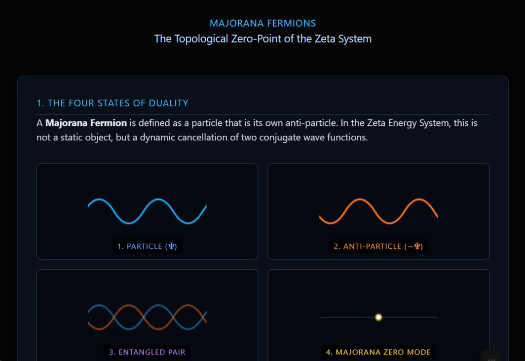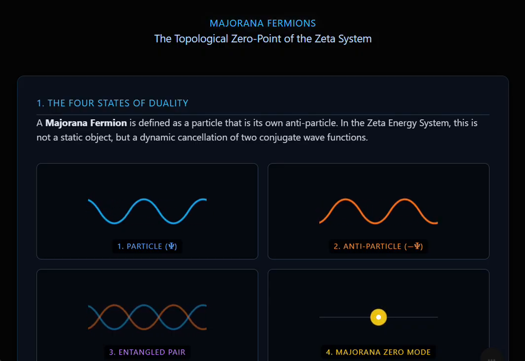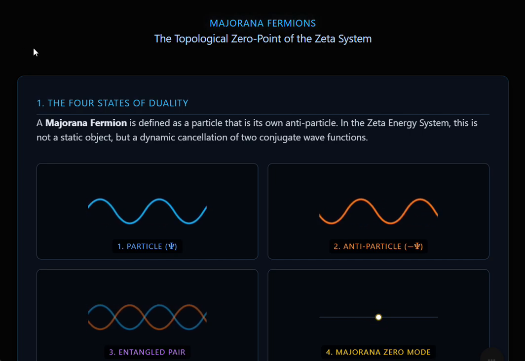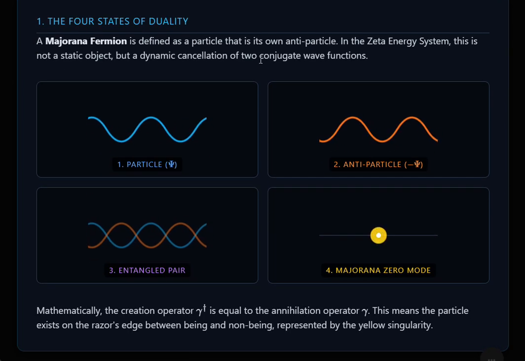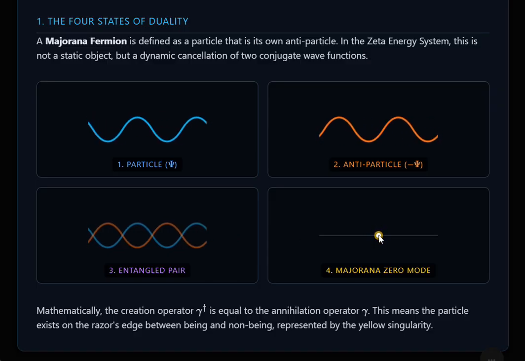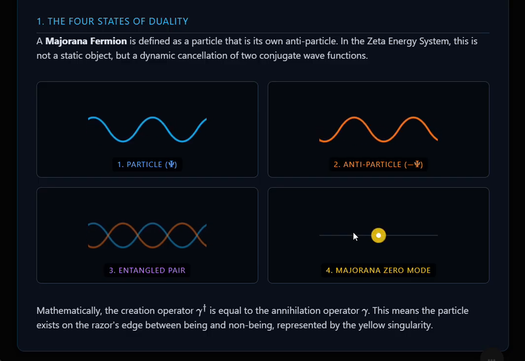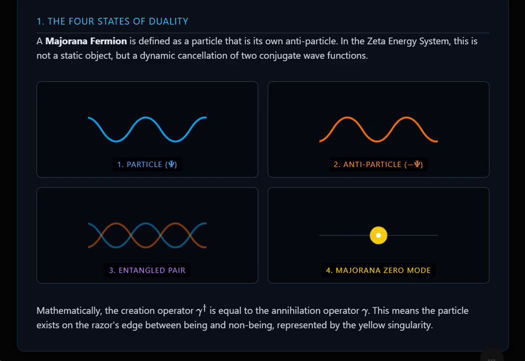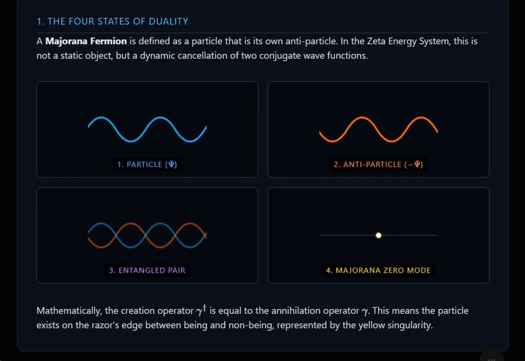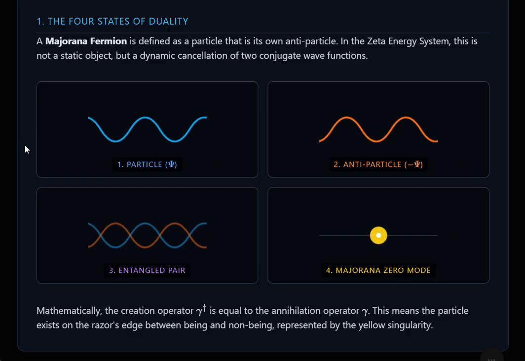Technically, a Majorana fermion is defined as a particle that is its own antiparticle. In the Zeta Energy System, this is not a static object. It's a dynamic cancellation of two conjugate wave functions. The cancellation actually forms that fourth emergent form that we see in the triple trefoil equilibrium state. And so the creation operator is equal to the annihilation operator. This means the particle exists on the edge between being and not being, and that's what we represent with the yellow singularity.